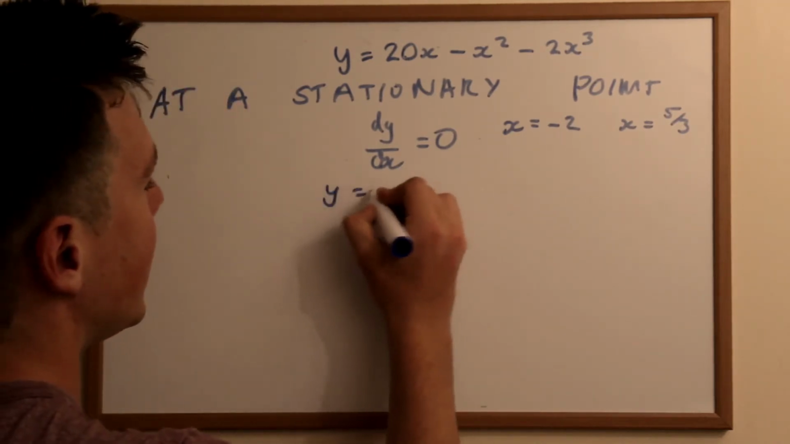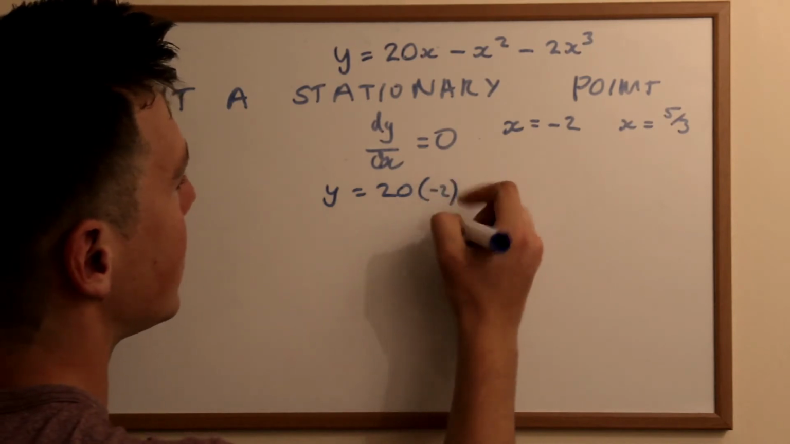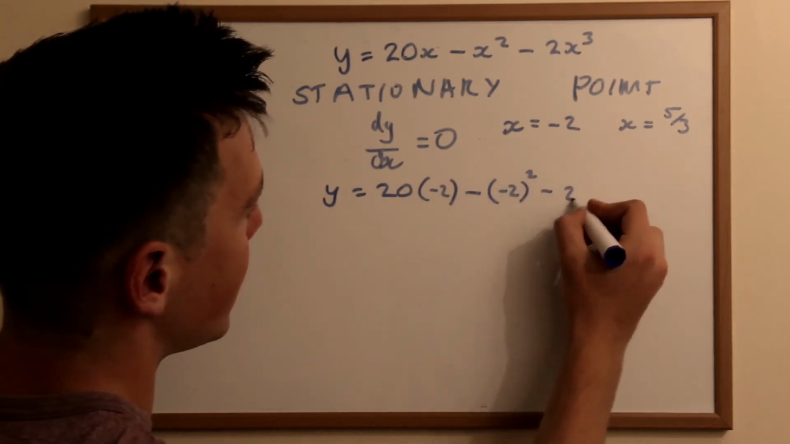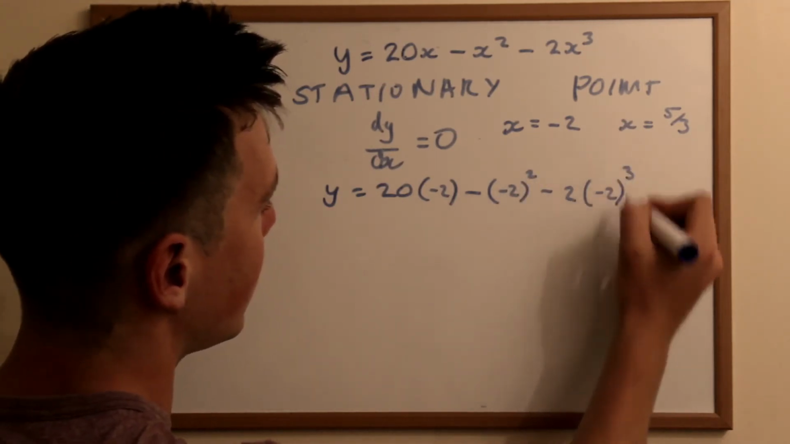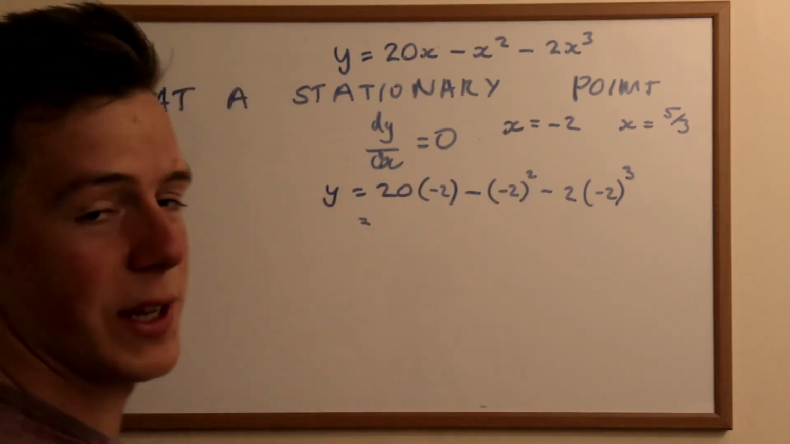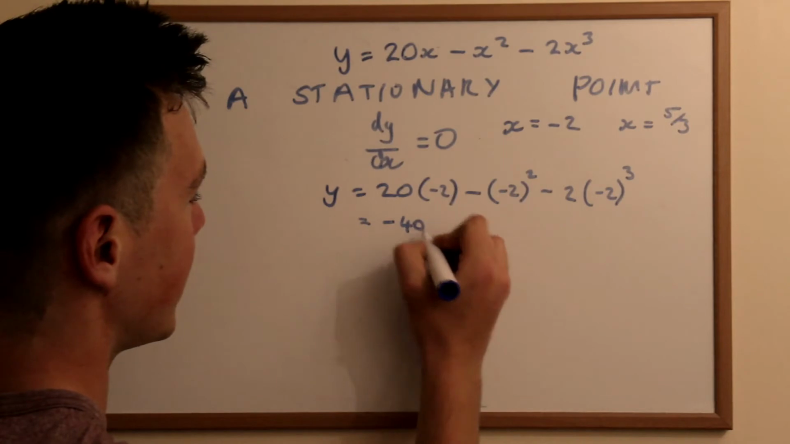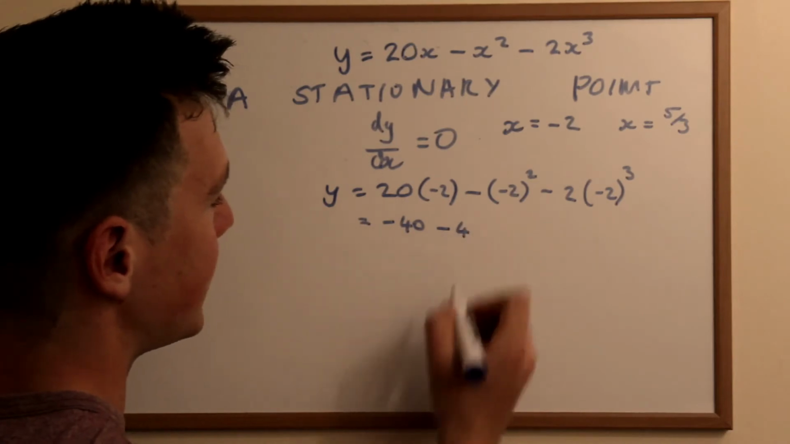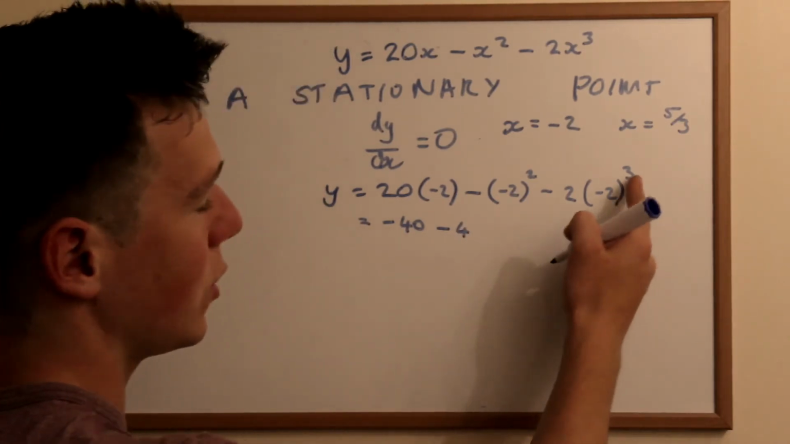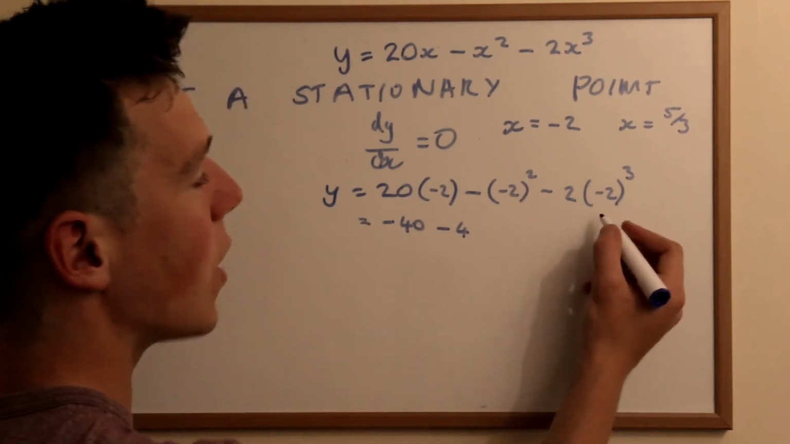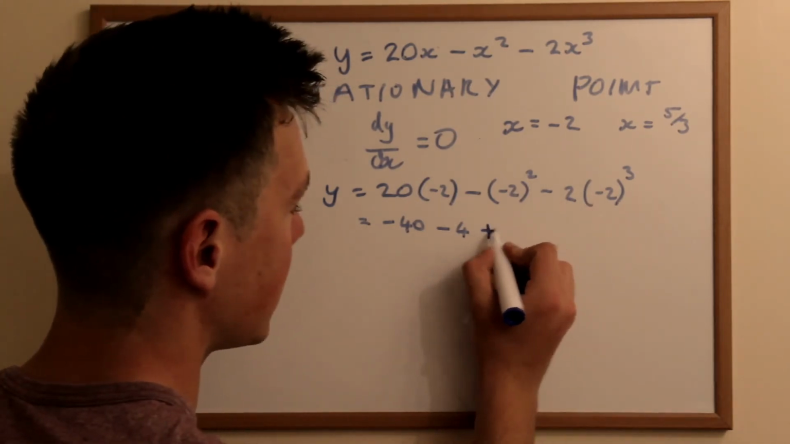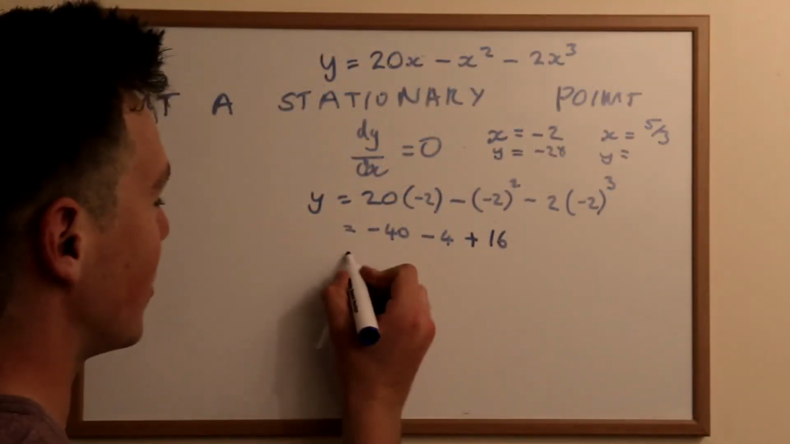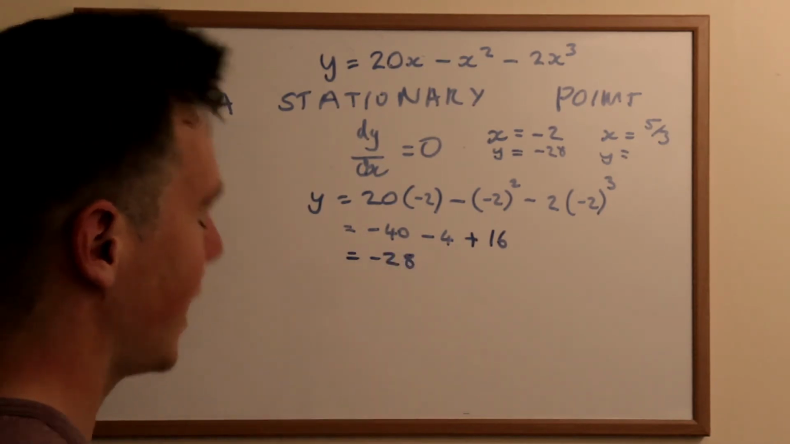We have y equals 20 lots of negative 2 minus negative 2 squared minus 2 lots of negative 2 cubed. So 20 times negative 2 is negative 40, and negative 2 squared is 4, and negative 4, and negative 2 cubed is negative 8, times that by negative 2 is positive 16. So what we have is negative 40, which equals negative 28.